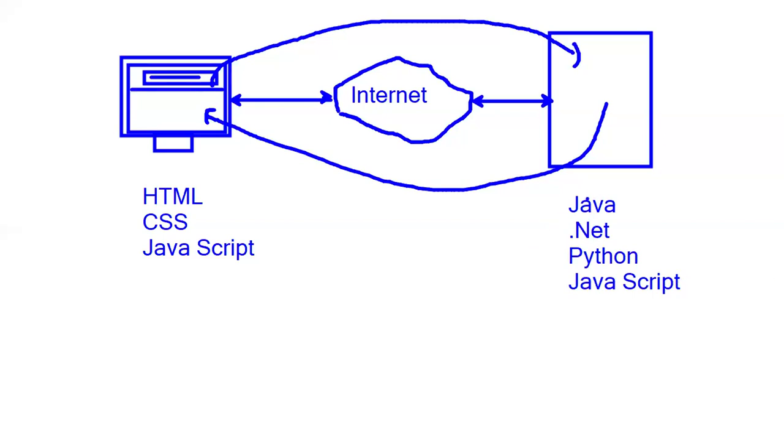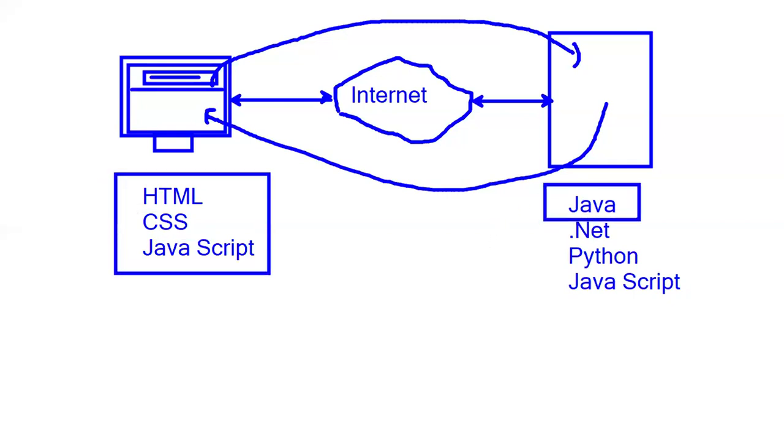If you are a full stack Java student, you have to learn these three, and this one. If you are a .NET student, these three and .NET. If you are a full stack Python student, these three and Python. If you are a full stack UI web development, MEAN stack, MERN stack student, you have to learn these three and JavaScript. This JavaScript is called server-side JavaScript: Node.js, Express.js.